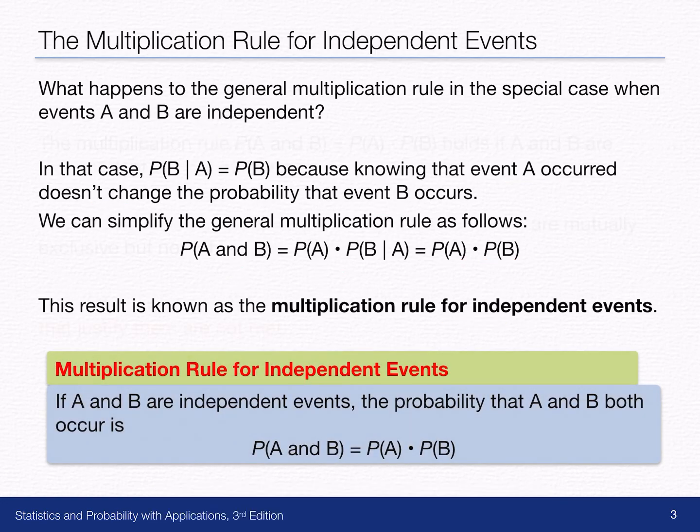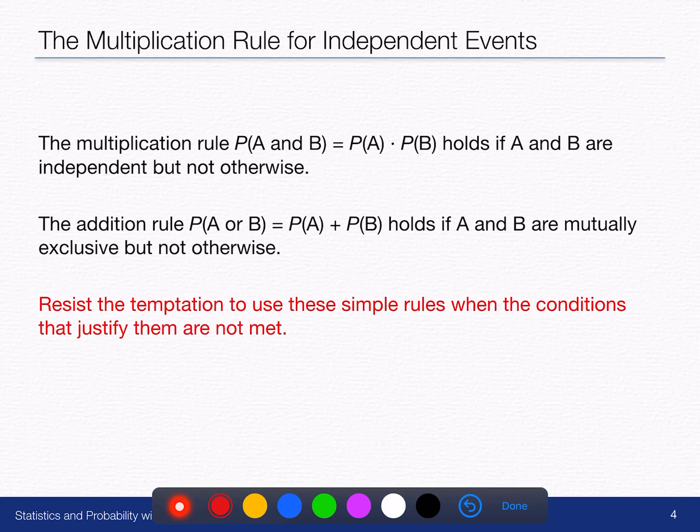So, this is just a general rule. The multiplication rule: the probability of A and B is equal to the probability of A times the probability of B. You can use that if A and B are independent, but you can't use it otherwise. And then you can use the addition rule, where the probability of A or B is simply the probability of A plus the probability of B, if A and B are mutually exclusive, but again, not otherwise. And this last part is: resist the temptation to use these simple rules when the conditions that justify them are not met. If they're not met, please don't use them.